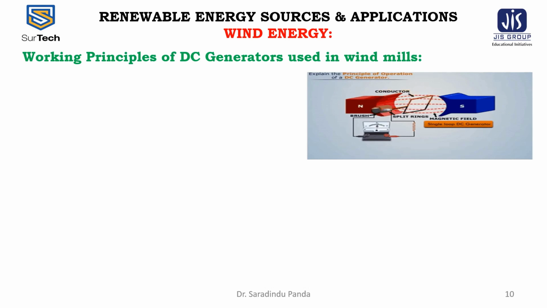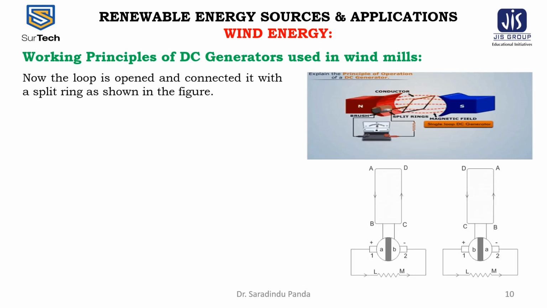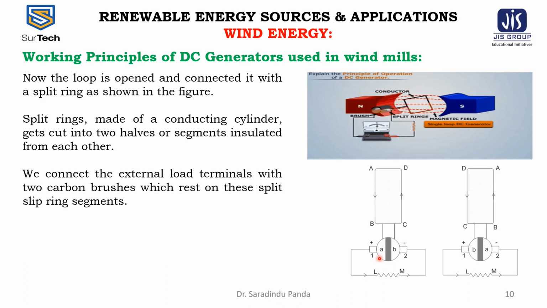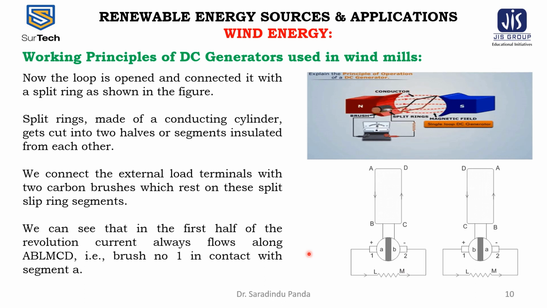Now the working principle of the DC generators used in windmills. Now the loop is opened and connected to a split ring as shown in the figure. A split ring is made of a conducting cylinder cut into two halves or segments, insulated from each other. This is the cylindrical shape. We connect the external load terminals with two carbon brushes which rest on these split ring segments.